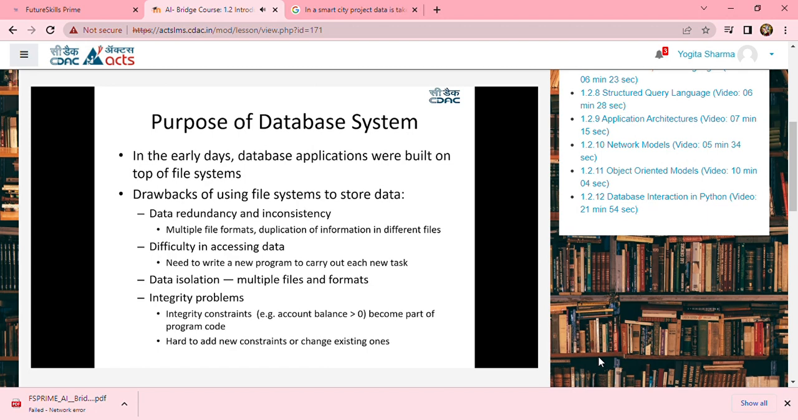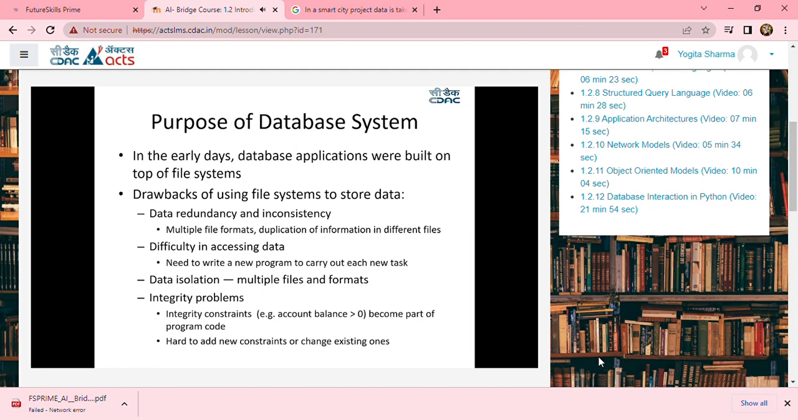So hence the very first drawback with respect to the database management system is data redundancy and inconsistency. For example, if you just take the customer's data alone, it is being captured within the company, along with the dealers and the customer review comments on social media. So hence I have multiple file formats. Now, duplication of information in different files means I can change the values in different files.